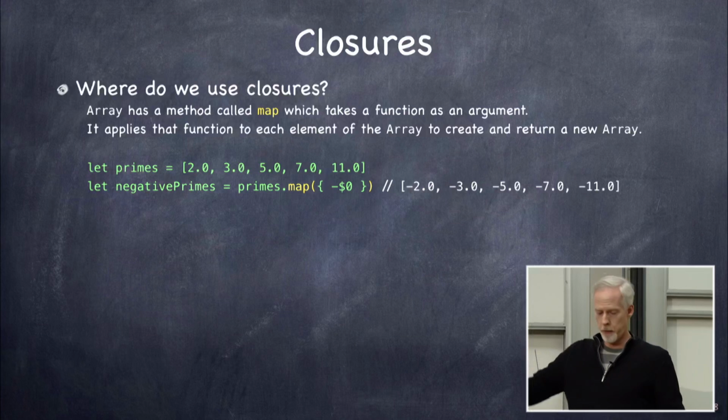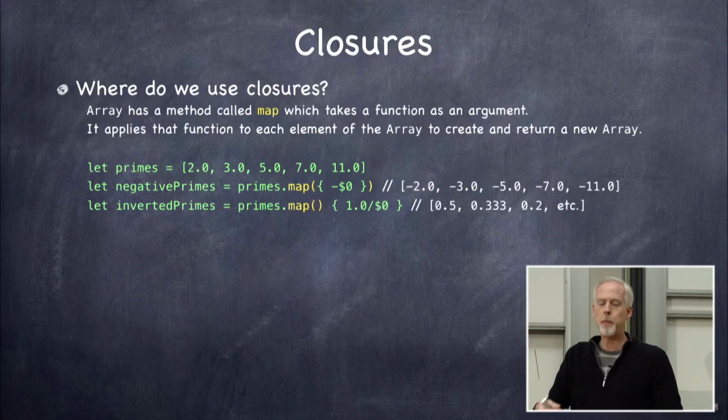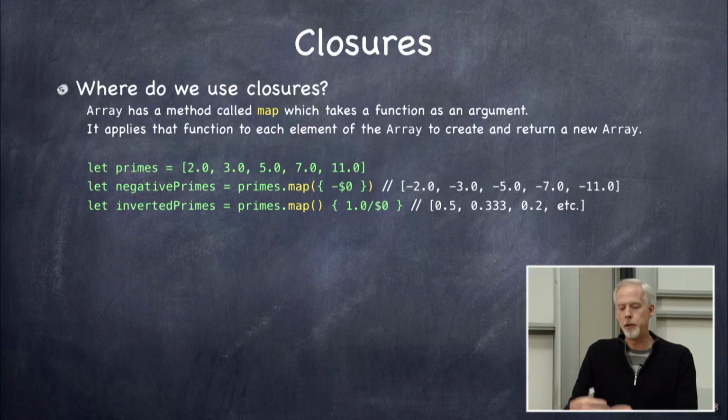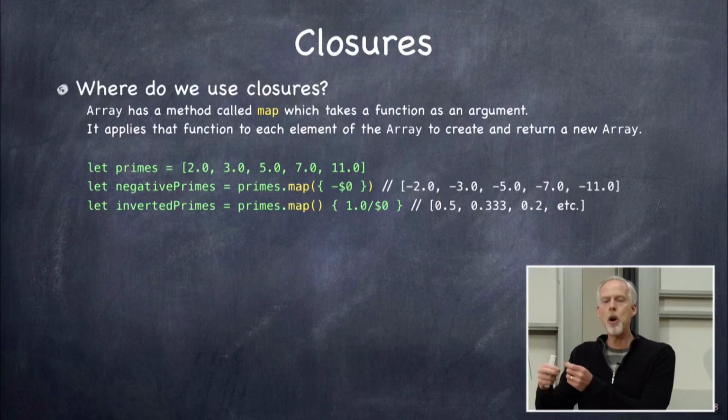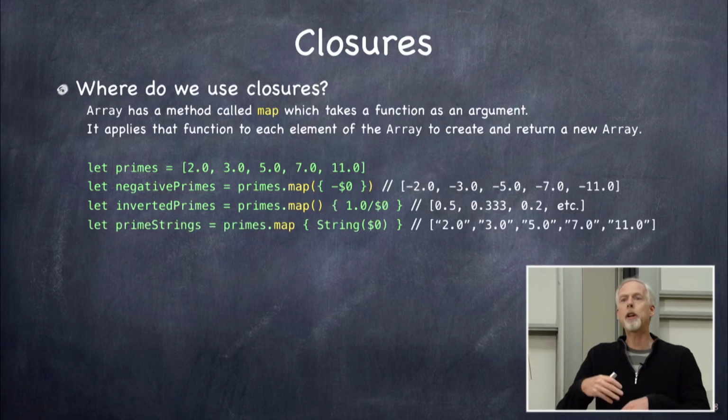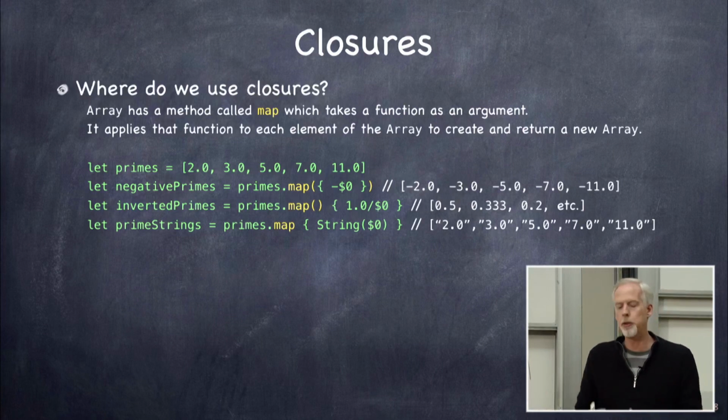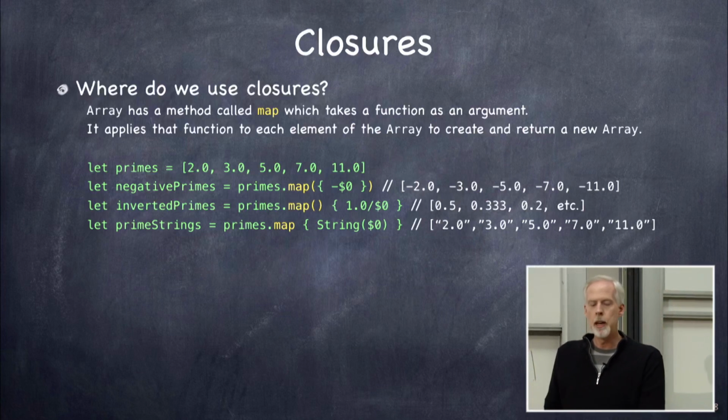And now I get a new array. Negative primes is going to be a new array with -2, -3, -5. You see how I used map there? Now, what's another example? Maybe inverting the primes. So I'm going to provide a closure, 1.0 divided by $0. Now I get 0.5, 0.33. Maybe I even want to convert it to a string. Perfectly legal. It doesn't have to be the same type. I can return an array of string. Okay?